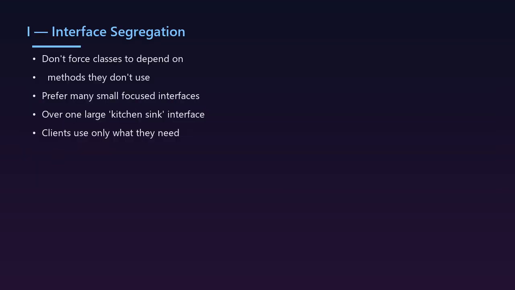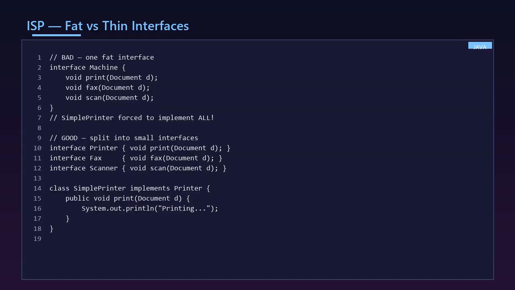Interface segregation principle. The idea: don't force a class to implement methods it doesn't need. Imagine a fat interface with print, fax, and scan methods. A simple printer shouldn't be forced to implement fax and scan, it doesn't even have those features. Instead, split the interface into smaller, focused ones. Each class implements only what it actually needs. Small interfaces. Focused contracts.